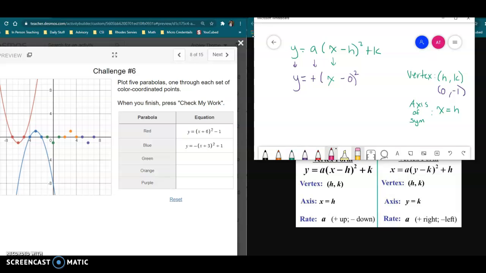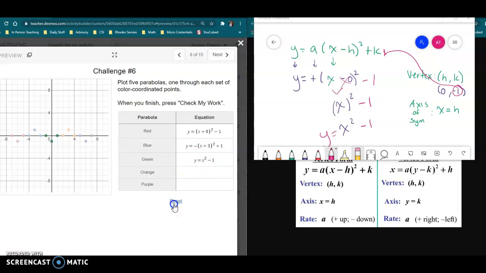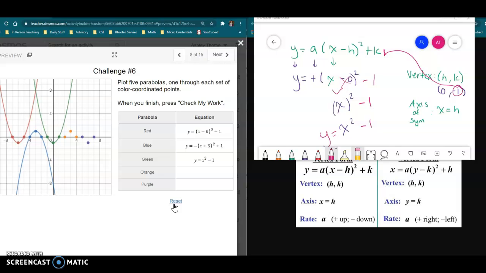And then I have a negative k, so I have minus 1. Since this 0 really doesn't do anything for us, we don't need to include it. So essentially what we have here is x squared minus 1. So let's see if that gives us our equation here. Y equals x squared minus 1. See if we got green right. Yes. All right, so using the formula definitely helps us figure out these problems.